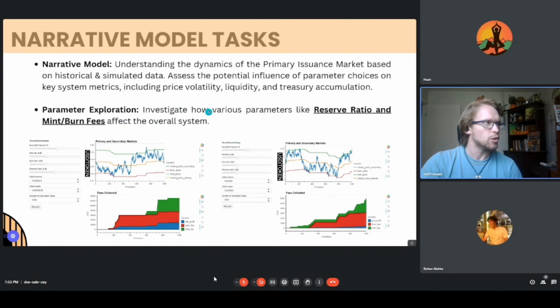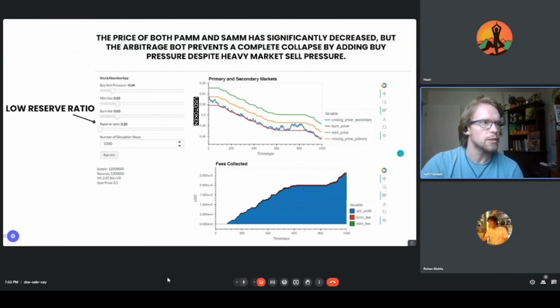So this model was built to explore some of the parameters such as reserve ratio and mint and burn fees and how they impact these primary issuance markets over the lifetime of the system. And I'm going to turn it over to Rohan Mehta, who is the lead data scientist at Inverter, to talk through some of these scenarios that we built in the narrative model.